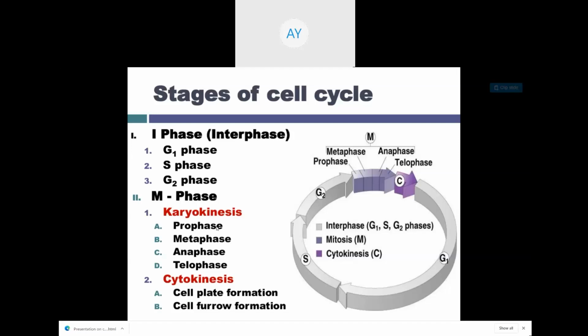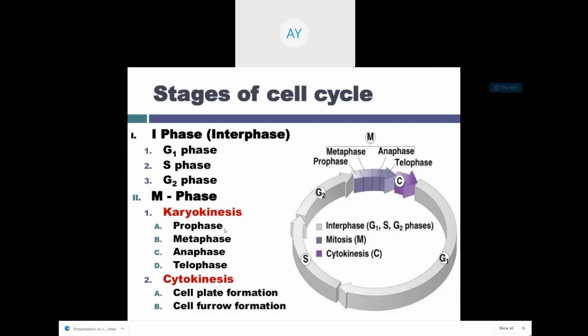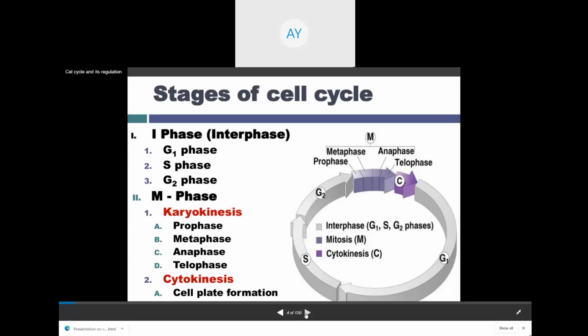But in meiosis 1, there is a further subdivision of prophase 1. That situation does not come in mitosis or meiosis 2. It is the longest stage in meiosis 1: leptotene, zygotene, pachytene, diplotene, diakinesis. I have already told you these things.